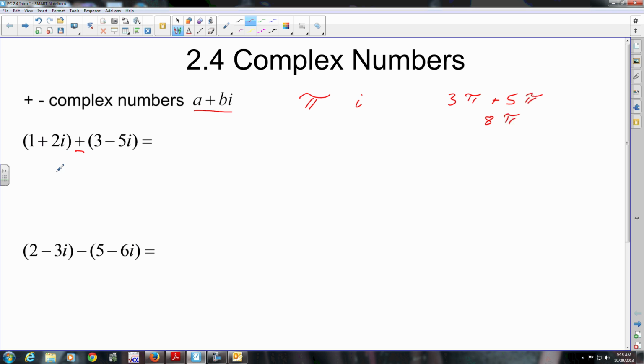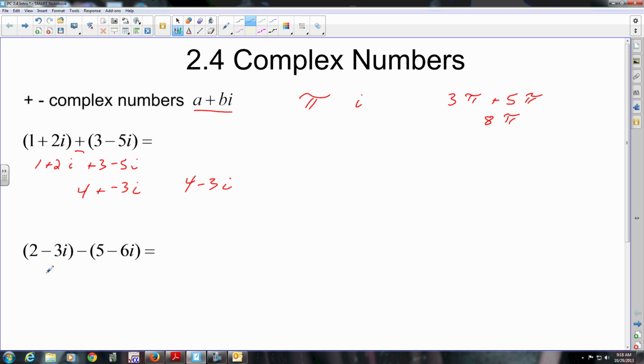You're adding, so the parentheses really aren't necessary. 1 plus 2i plus 3 minus 5i. You're just adding like terms. 1 and 3 make 4, plus 2i minus 5i, which is minus 3i. So your answer, you could leave it like that, or you could write 4 minus 3i.